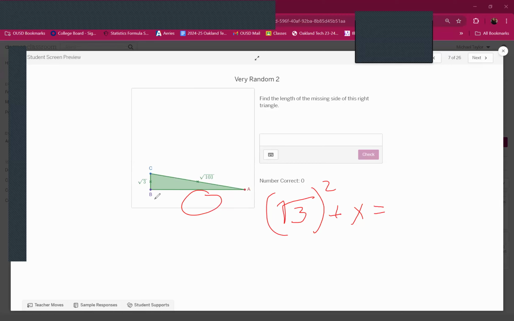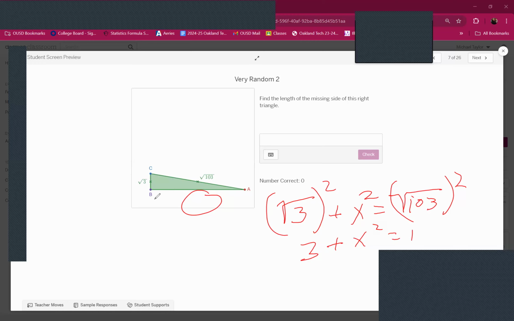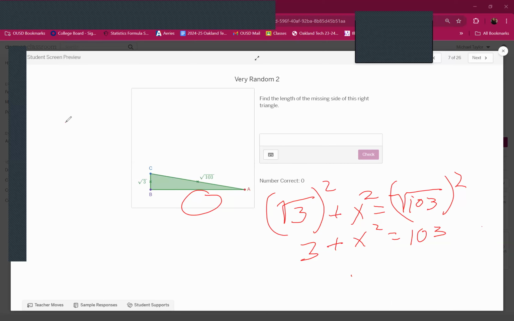The square root of 103 is going to be 10 point something. It's a little bit more than the square root of 100. Now look how this turns out. Okay. Square root of 3 squared is 3. Oh, that should have a square on it. Plus x squared equals 103. I don't know what just happened there. Oh, shoot. Somehow I think I got off that window.